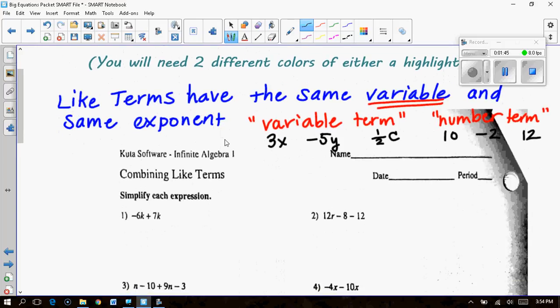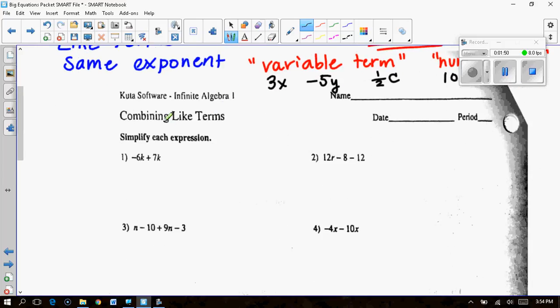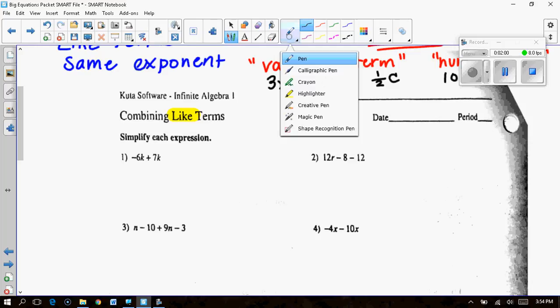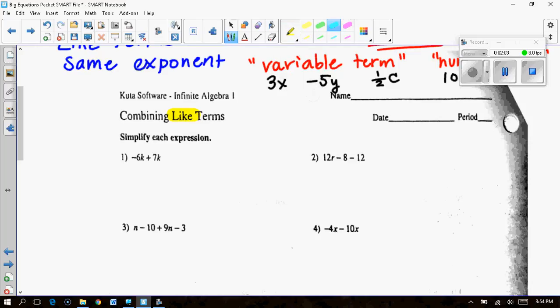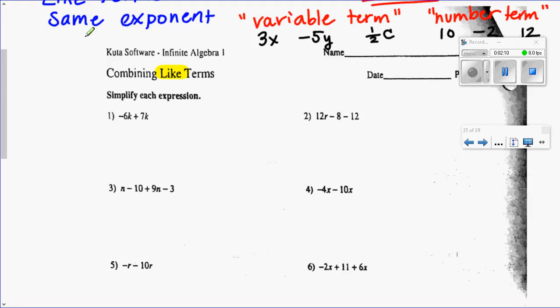So what we're going to do here is we're going to combine like terms. Combining like terms, well, first of all, we have to find what are the like terms. Like terms are things that have the same variable. And if you look at number 1, it's a really easy one to get started with because in this very first one, they're both k terms. So I think I am actually going to make this bigger. It might take a minute to get the highlighter activated, but that's okay. All right, so I see right here I have negative 6k and I have positive 7k. Those are like terms, so you can use the same color there.